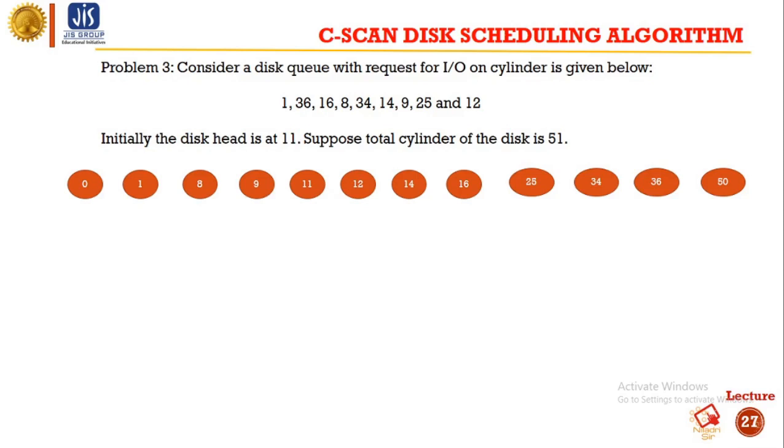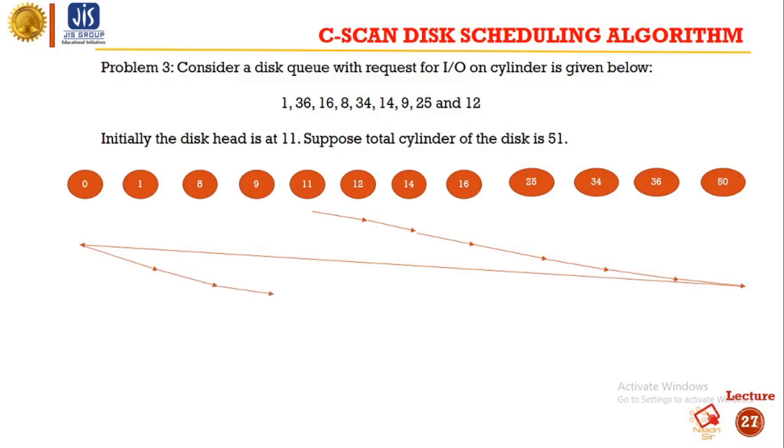So initially our disk head is at 11. From 11 we will move to 12, from 12 to 14, 14 to 16, 16 to 25, 25 to 34, then 34 to 36, 36 to 50. Now from 50 we will go to the beginning of the cylinder, that is 0. And from 0 we will move in the opposite direction, that is from 0 to 1, then 1 to 8, and from 8 to 9.